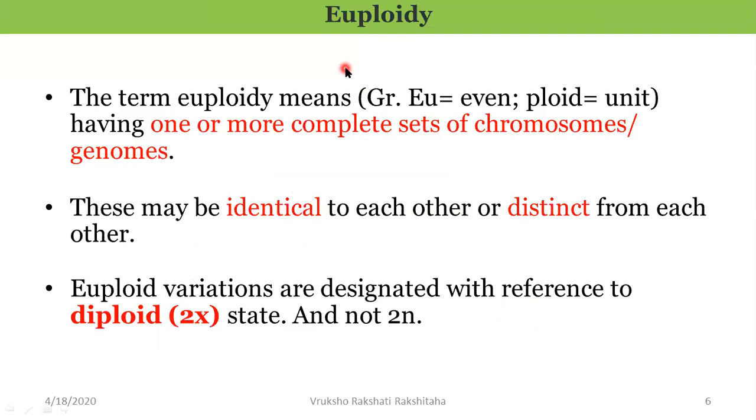Now what is meant by euploidy? Eu in Greek means even. Ploid means unit. So the term euploidy actually means having one or more complete sets of the chromosomes or the genomes. Now these may be identical to each other or they may be distinct from each other. Euploid variations are designated with reference to the diploid, that is 2x state, and not the 2n.